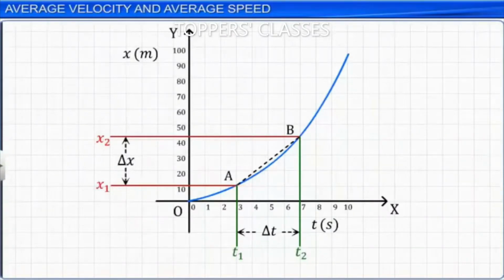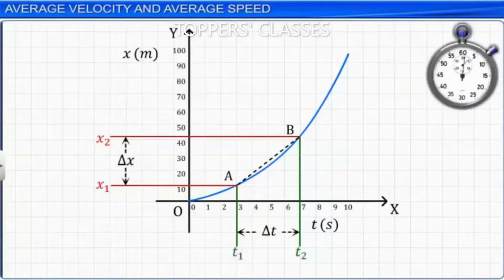That is, from the 3rd to the 4th second, from the 4th to the 5th second, and so on. For calculating the average velocity, we take the total displacement and total time elapsed. In other words, it is the average of different velocities obtained at different instants of time.